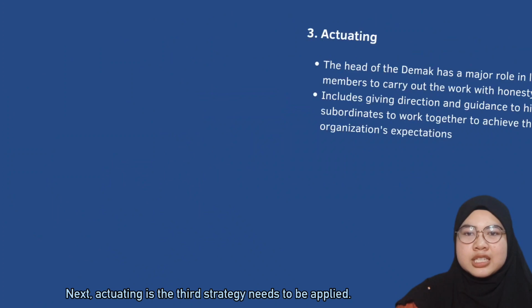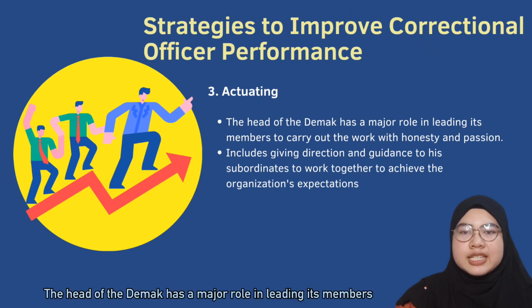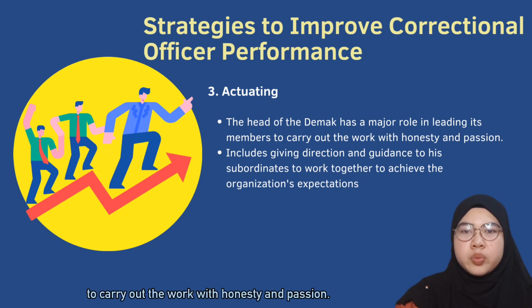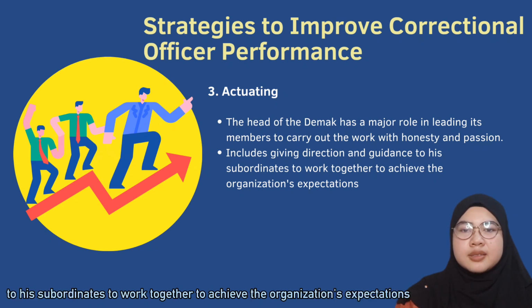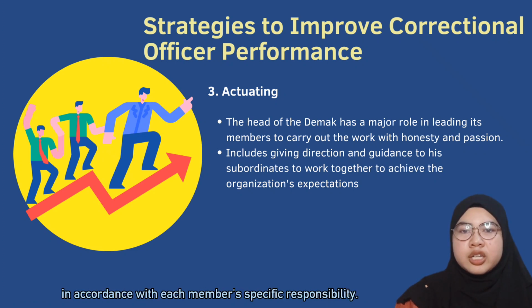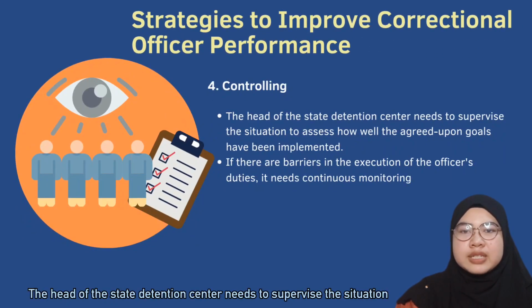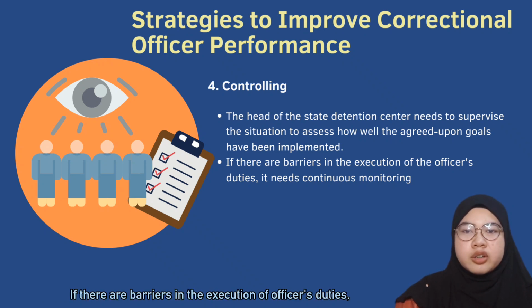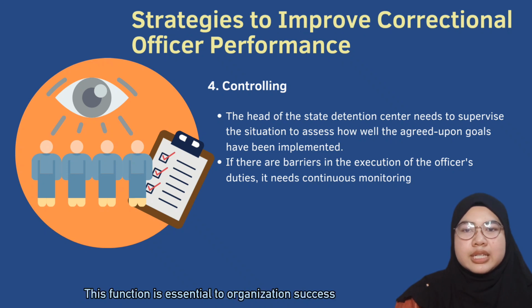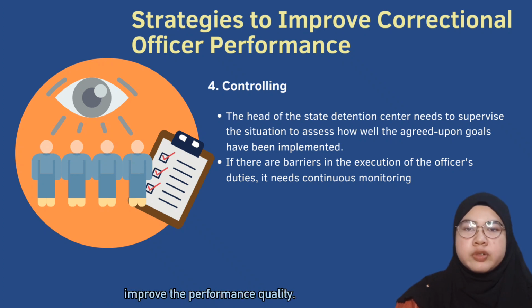Next, actuating is the third strategy that needs to be applied. The head of the Detention Center has a major role in leading its members to carry out the work with honesty and passion. This includes giving directions and guidance to his subordinates to work together to achieve the organization's expectations that have been meticulously planned out in accordance with each member's specific responsibility. And the last strategy is controlling. The head of the state detention center needs to supervise the situation to assess how well the agreed-upon goals have been implemented. If there are barriers in the execution of officer duty, it needs continuous monitoring. This function is essential to organization success because it is used to evaluate and make changes to improve the performance quality.